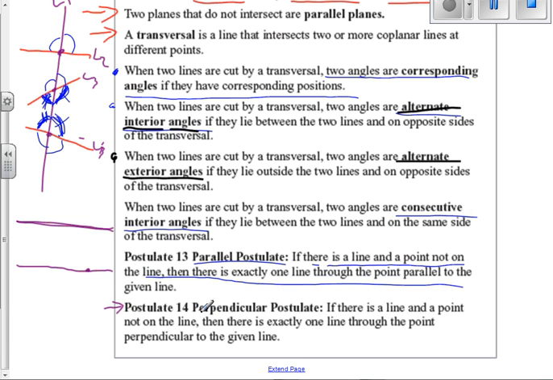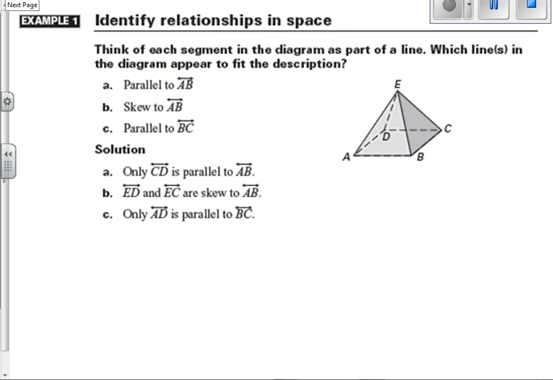Postulate 14 is the perpendicular piece, and that's just saying if I have a given line and a point that's not on that line, then there's a line that runs through my point that is perpendicular to my given line. That's all that postulate 14 says. So let's move on. Now identify relationships in space. CD is parallel to AB.